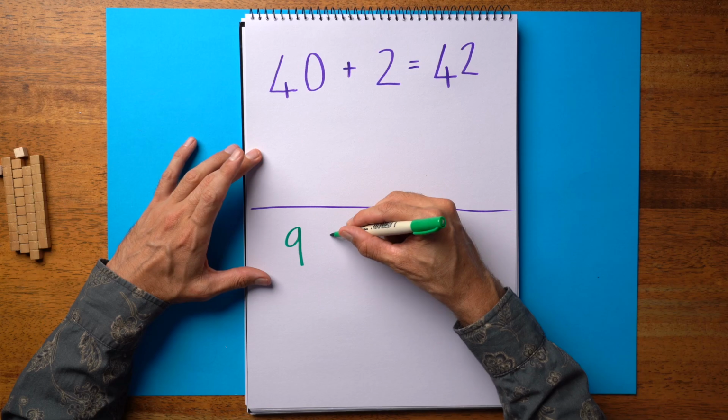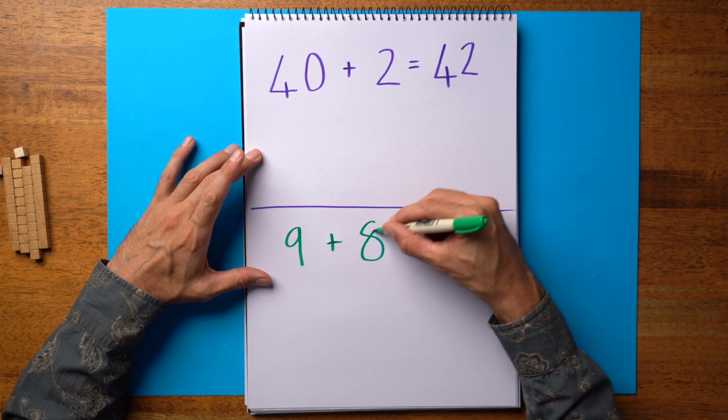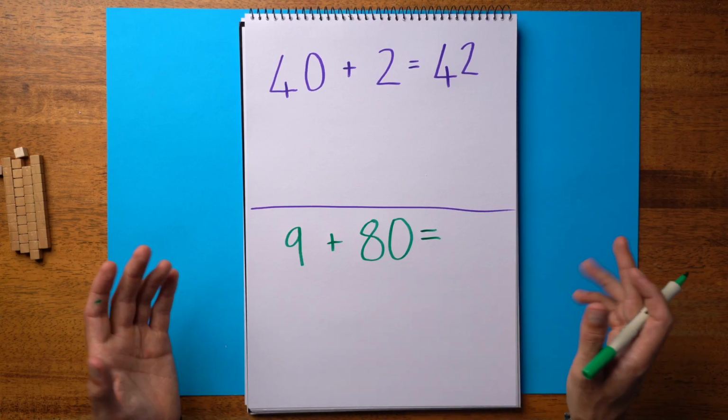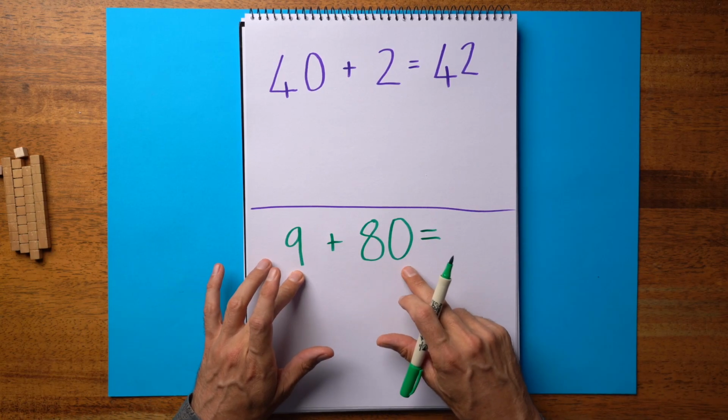Pretty easy. To show you another example, we might have 9 plus 80. Now, in this example, we do have the ones and then the tens, but as we know from before, it doesn't matter what order we add in, it always gives us the same result.